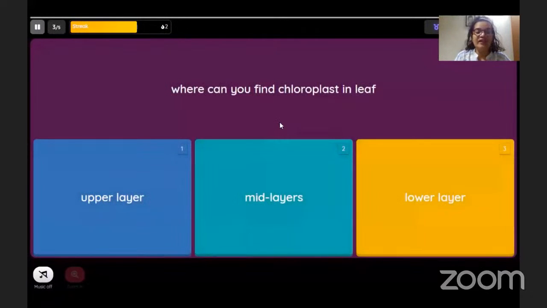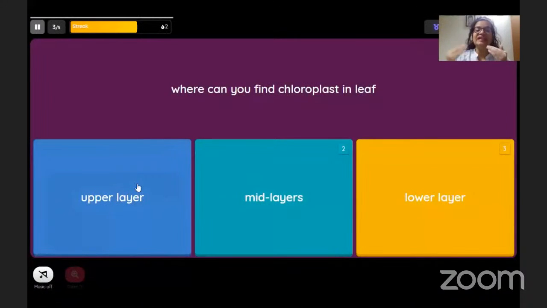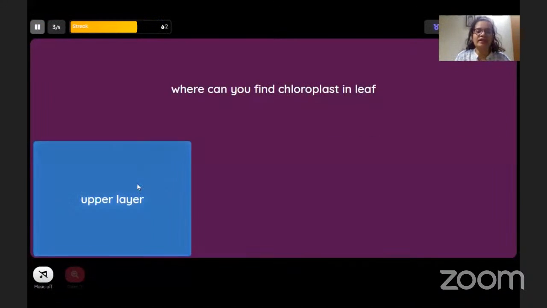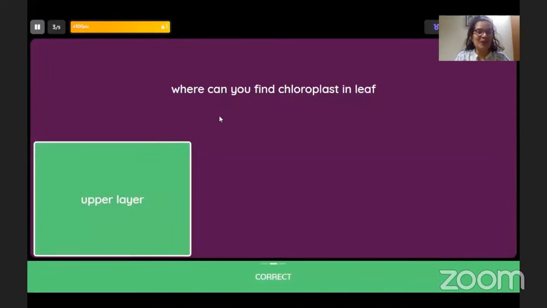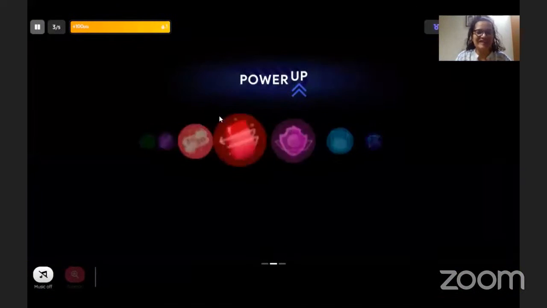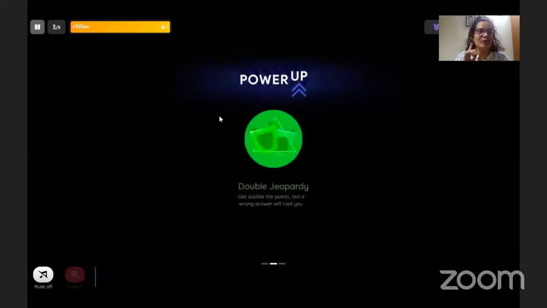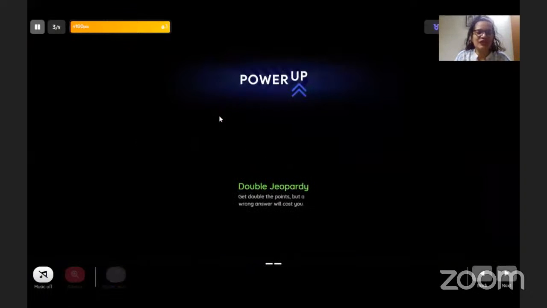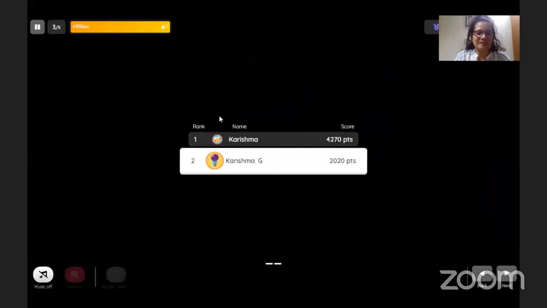Next, where can you find chloroplast in leaf? Upper layer, mid layer, or lower layer? So stomata is present in the lower layer. Mid layer has huge air spaces. So upper layer is the one which has chloroplast, which has the pigment chlorophyll, which gives green color to the leaf. So it is in the upper layer. If you have seen the cross section properly while I was explaining, you would have got this. This was easy, but it was more of a memory game. Good job. Next.